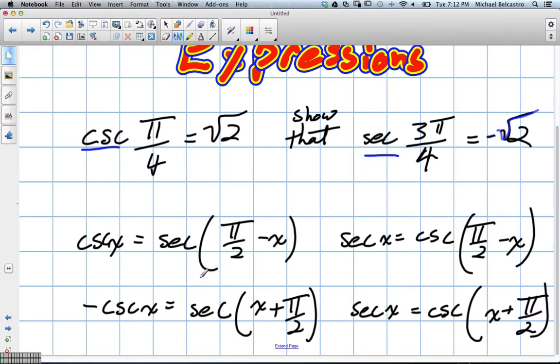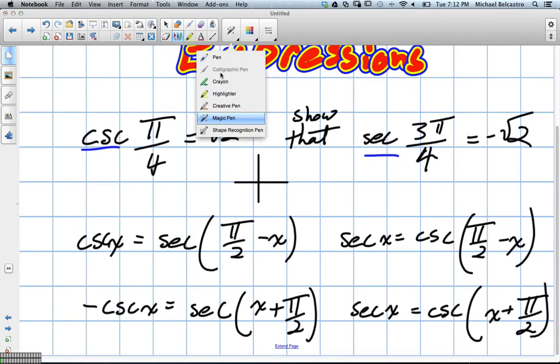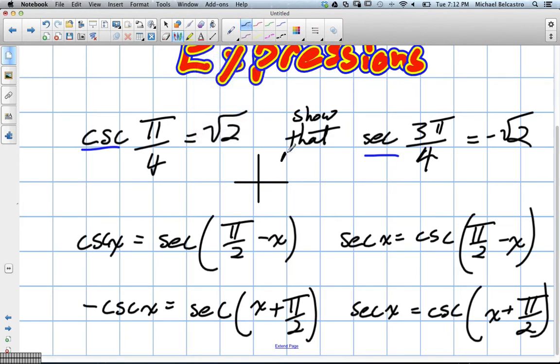And what we're going to talk about is some quadrants quickly. Let's base our quadrants here. Both of these angles are in quadrants 1 and 2, right? In quadrant 1, everything is positive. And in quadrant 2, sine is positive, which means its inverse, cosecant, is also positive in quadrant 2. And in quadrant 1, everything's positive.